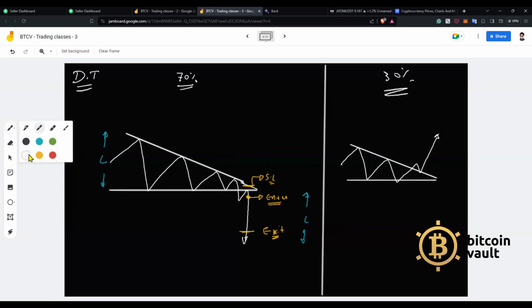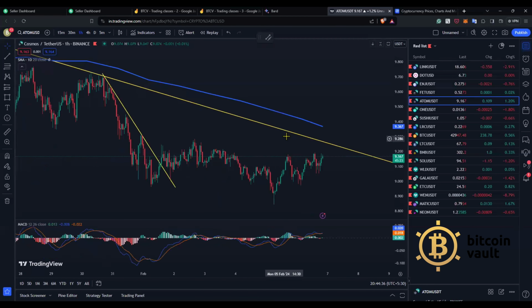Now, how to enter? So enter right here, you put a stop loss. How to exit? Very simple. The top resistance level is going to be your exit point. You don't even have to calculate the length in this case. It's just that the top resistance level is going to be your exit point. Okay, that's it. Now let me show you one or two examples so it becomes clear.